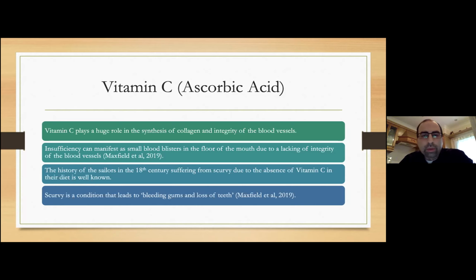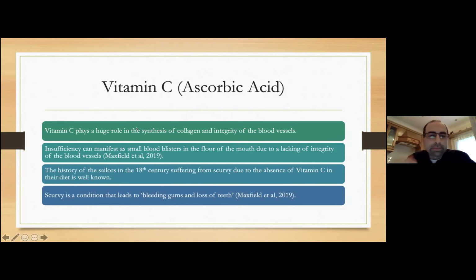Vitamin C plays an important role in the synthesis of collagen and in the integrity of the blood vessels, which help to provide the nutrients that every cell in our bodies needs. So insufficiency can result in blood blisters. In the mouth, we can notice small blood blisters, for example, in the floor of the mouth, below the tongue, because the blood vessels haven't formed as well as they needed to be formed. So we can see a blood blister forming there.